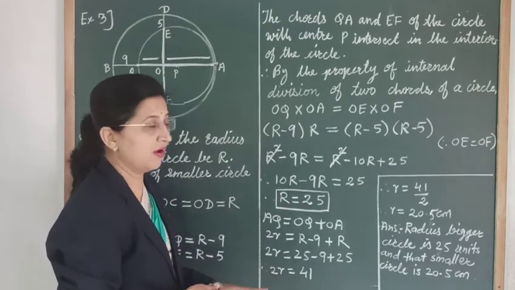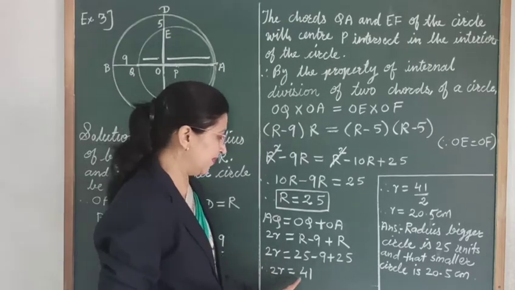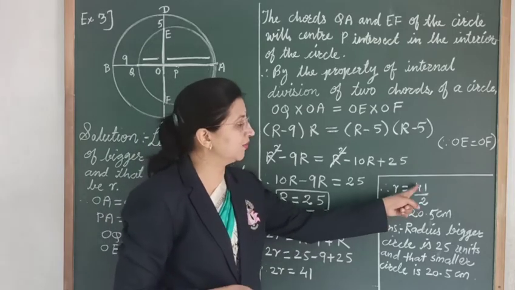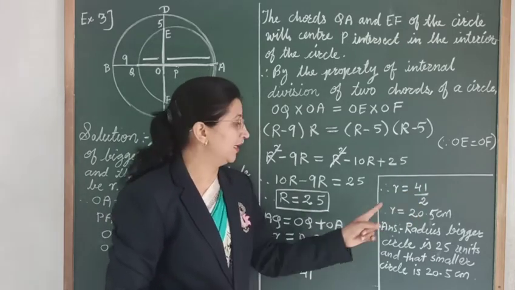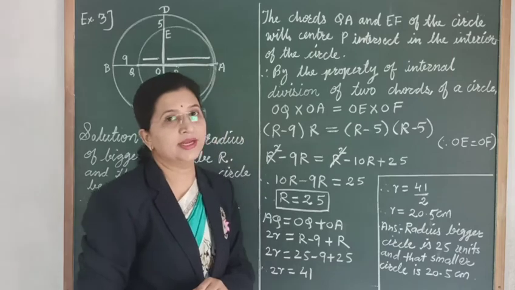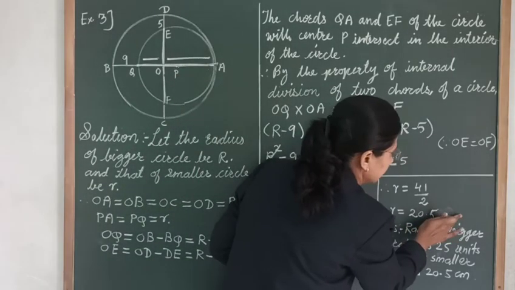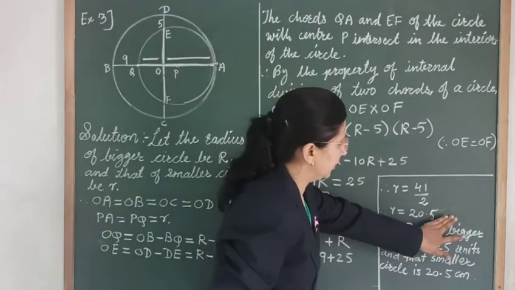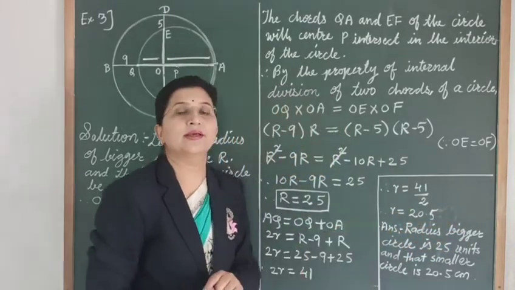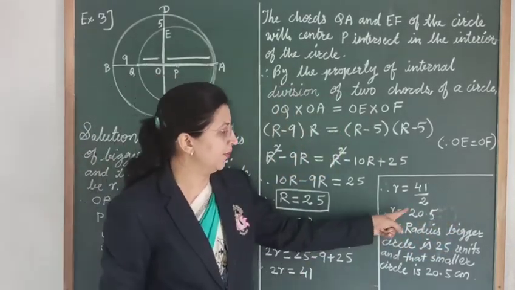We want to find out the value of r. So this 2 is multiplying, it will divide. So we will get r is equal to 41 upon 2, that is r is equal to 20.5. Here units are not given, so we will not mention the unit. So in this way we got the radius of the smaller circle as 20.5.